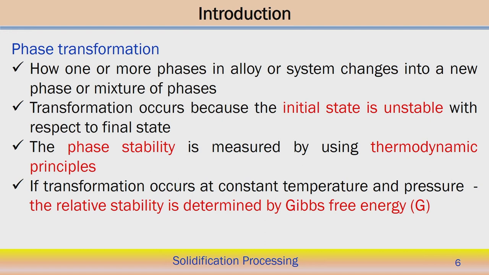Therefore, the stability of the phase is a measure, and that measure can be made using thermodynamic principles. The different parameters associated with elementary thermodynamics will help explain the stability of a particular phase. If transformation occurs at constant temperature and pressure, then the relative stability is determined by the Gibbs free energy. This parameter is a better way to understand or explain the stability of a particular phase. Our focus is to find the expression of the Gibbs free energy, and then see how it explains the stability of a particular phase.